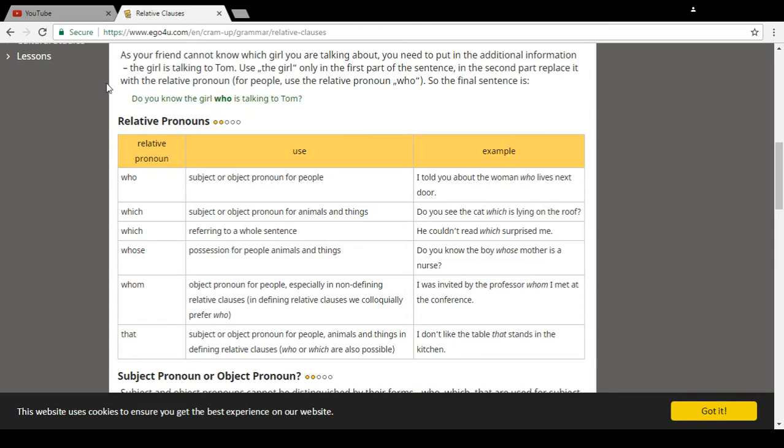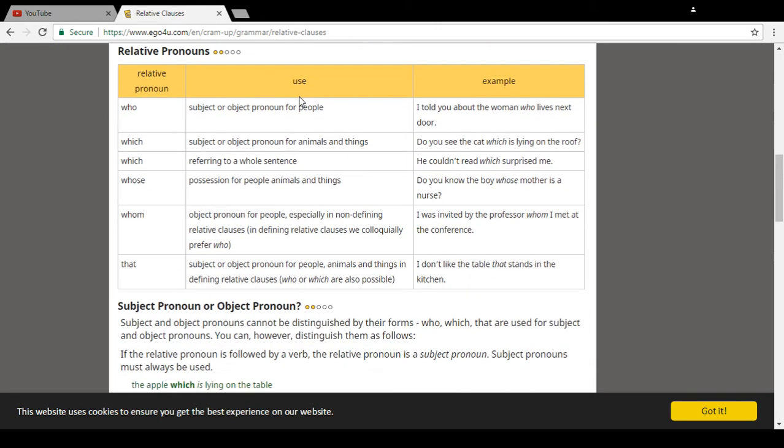Kad kažeš samo do you know the girl, svaka girl dolazi u obzir, ali koja priča sa Tomom već reducira taj spektar na jedan manji broj. Relative pronouns kaže who, subject or object pronoun for people. Example, I told you about the woman who lives next door. Znači, who, relative pronoun, imamo nekoliko.